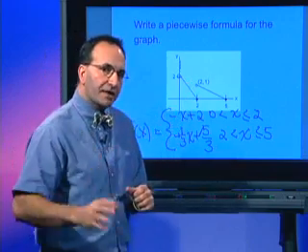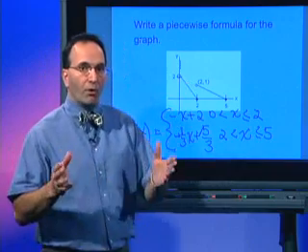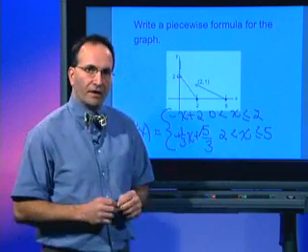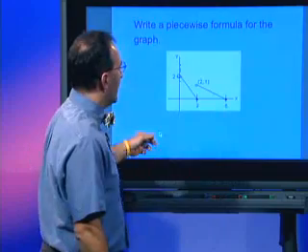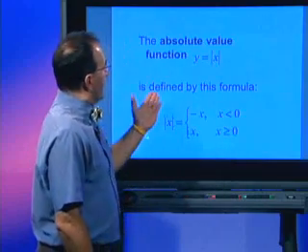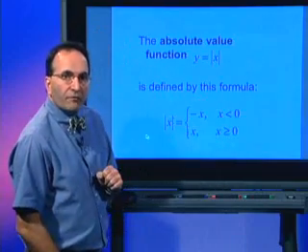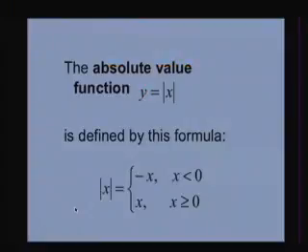Now, one particular piecewise function that's important is the absolute value function. So let's take a look at what that is. It's defined by the following formula. Absolute value of x is equal to negative x when x is less than 0, and it's equal to x when x is greater than or equal to 0.